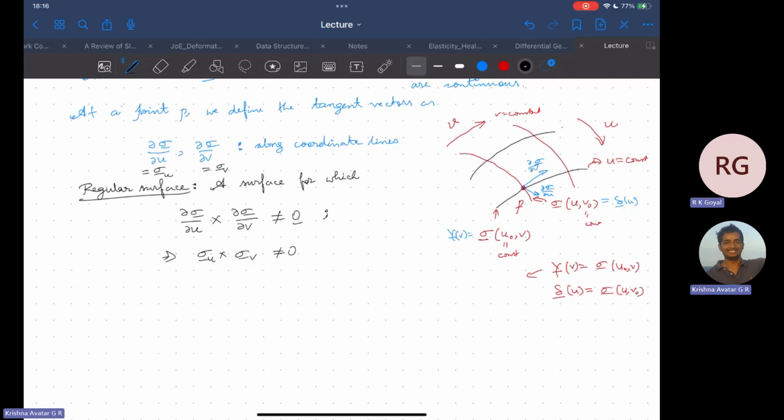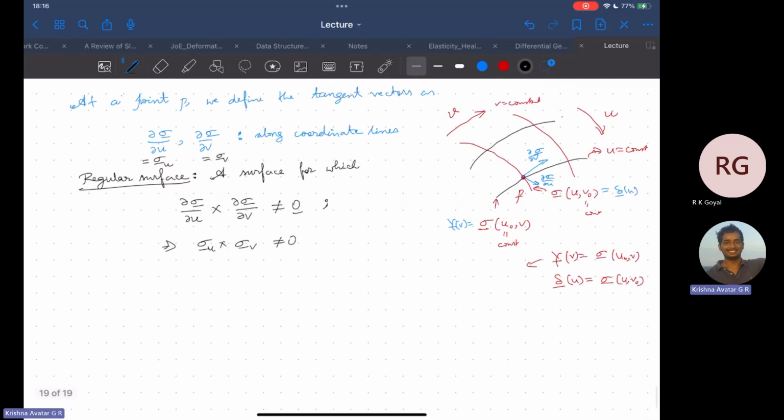Could you please repeat what would be the implication of having this value as zero? Okay, if it's zero, then it does not make sense, like we cannot do many such operations here. Let's just see. If they happen to be parallel, it becomes some degenerate case, and this is not useful for us, because physically you cannot have such surfaces.